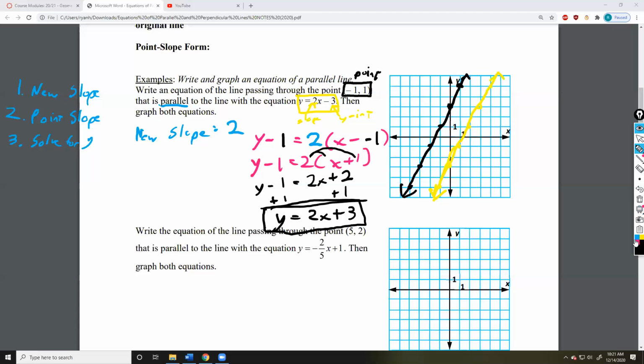Your graph can serve as a way to double check your answer, because it should be parallel, and it looks parallel to me. You should know what a parallel or perpendicular line looks like. Do they look like they're never going to cross, or do they look like they're going to make right angles? That's number 1. And number 2, does it go through the point that it's supposed to? It's supposed to go through negative 1, 1. So I look, negative 1, 1. There it is. It goes through the point that it's supposed to. So that's how we know we did it right.